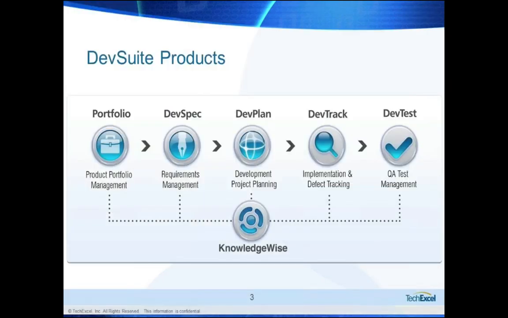DevSuite consists of three core products: DevSpec for requirement management, DevTrack for implementation defect tracking, and DevTest for quality management. DevPlan is a Microsoft Project-like Gantt chart planning tool, an add-on to enhance the ability for resource planning with a Gantt chart graphic planning tool. DevPPM or Portfolio is a portfolio management tool fully integrated with DevSuite products. KnowledgeWise provides centralized knowledge management.